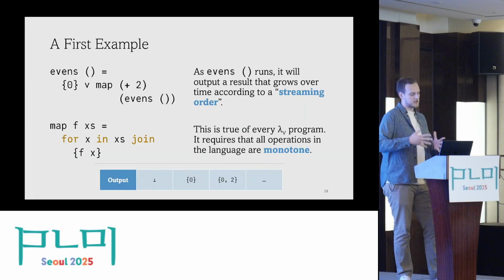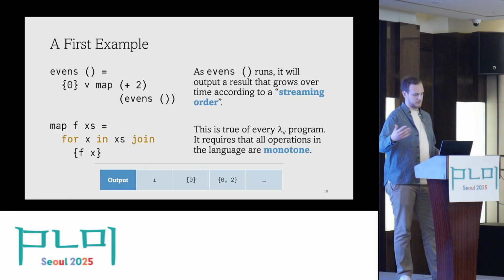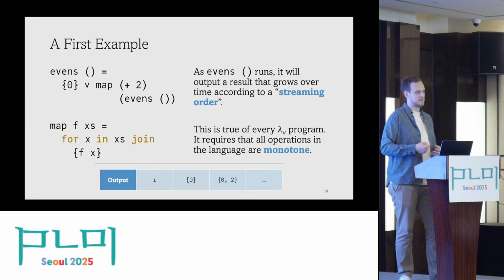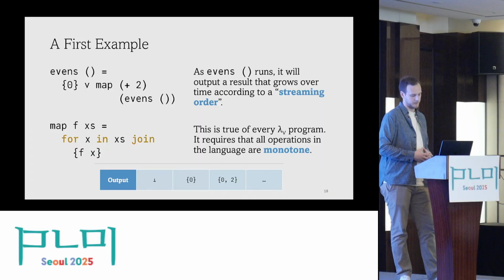As evens runs, it's going to output a bigger and bigger result over time. And this is a property that's true of all computations in the language. They all, in some sense, grow the longer you give them to run. But what does grow mean? Well, it means that they increase according to some partial order. And we call that partial order here the streaming order. For sets, you can think about that order as being the subset order. But for functions or for records, it might be something different, like some kind of pointwise order.